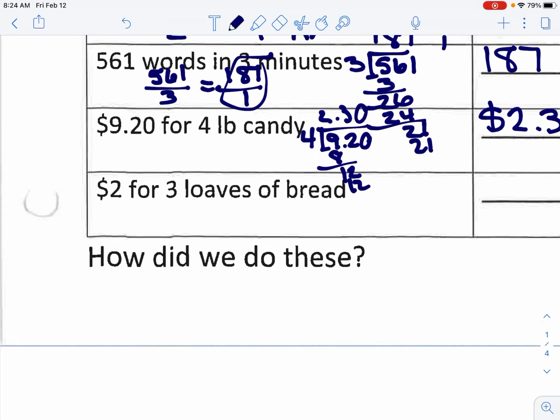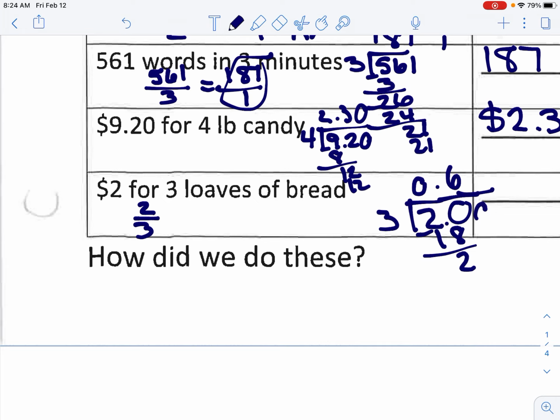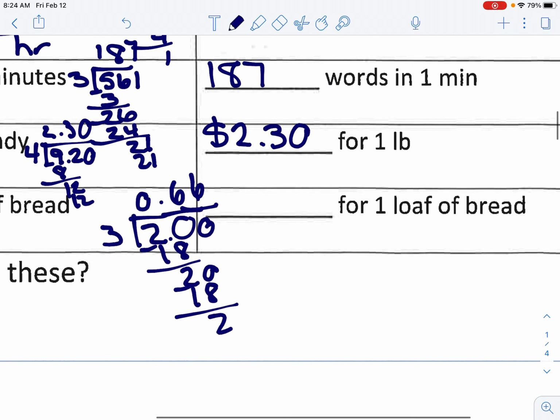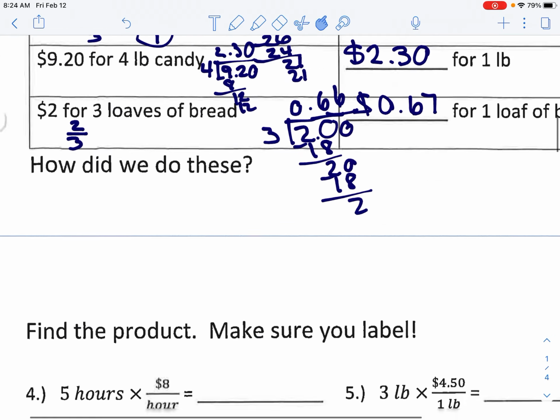$2 for 3 loaves of bread. So the original rate would be 2 to 3. Now this one's going to look a little funny, but we do divide the numerator by the denominator. So 3 can't go into 2, right? So we're going to have to add a decimal and a 0. So 3 times 6 is 18. Subtract and get 2. Add a 0. 3 times 6 is 18. I think we're going to quickly see this is a repeating decimal. So 0.66666 is going to round up to 67 cents for 1 loaf of bread. So 0.67, 67 cents for 1 loaf of bread.